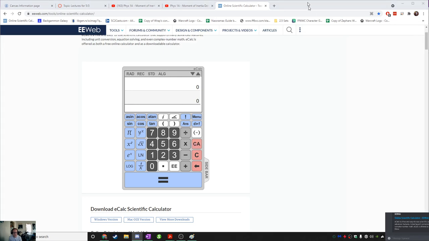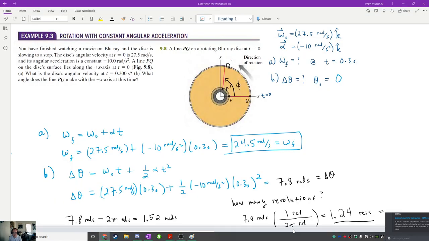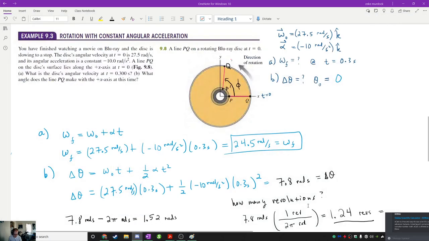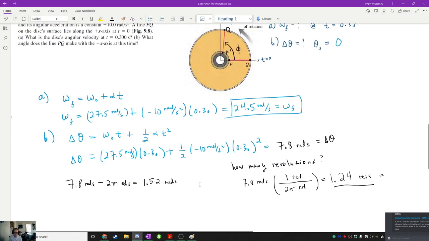So, what was the calculation we just did? 7.8 minus 2 pi. With this one also, I don't know if it'll let me just... Oh, there's pi right there. Yeah, that works fine. This is a really good calculator, though. It looks really simple, but it has everything you need, and you can click on this and it'll give you back the result. If we get to a harder calculation here, I'll use this instead of my calculator, and I'll show you.